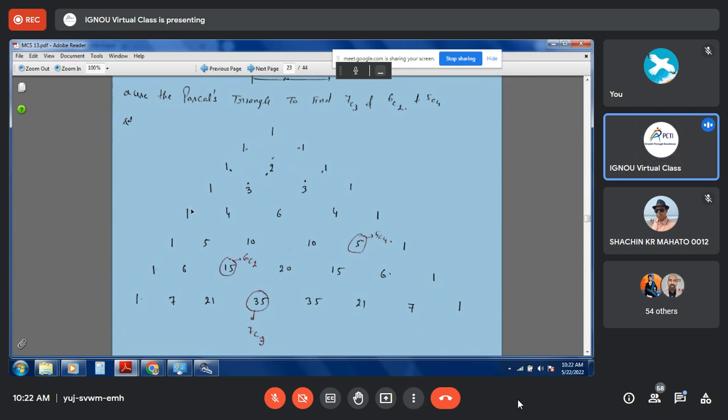Now add it. 1 plus 3, 4. 3 plus 3, 6. 3 plus 1, 4. And 1 and 1. Every time starting 1 and closing 1. Again 1 plus 4, 5. 4 plus 6, 10. 6 plus 4, 10. 4 plus 1, 5. Again write 1 here and 1 here. Expand the basement every time.